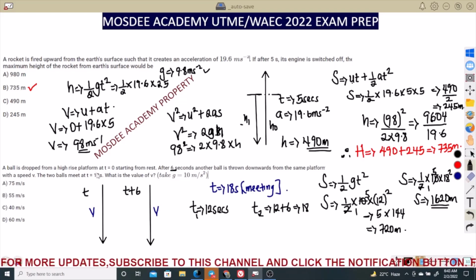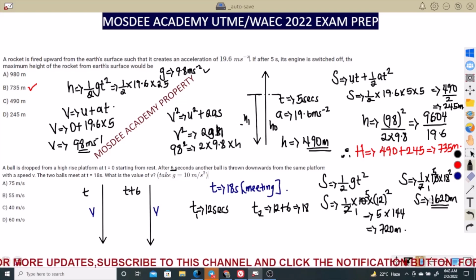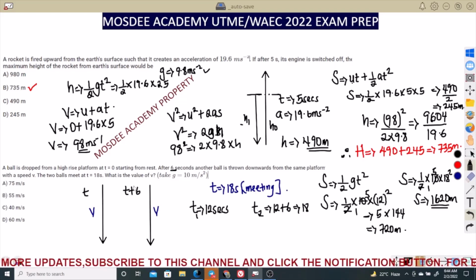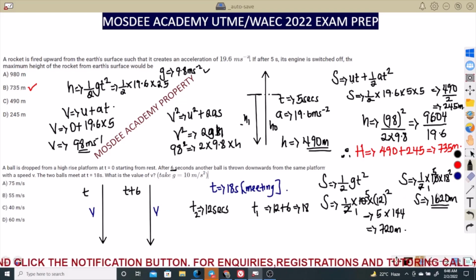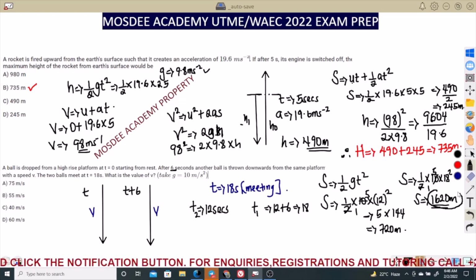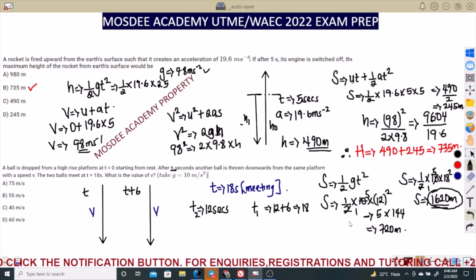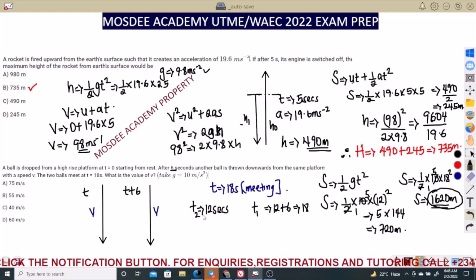So what I want to do now is set a kind of relationship. If this one has moved for 18 seconds, this will have moved for what? The meeting point is what? That means the first one has moved for 12 seconds before this one, because the interval between them is t and t plus 6. So back of your mind, the distance moved in 18 seconds is 1620. So we can say the distance moved by the first ball in 18 seconds is the distance moved by this in 12 seconds. That's the relationship I will set.